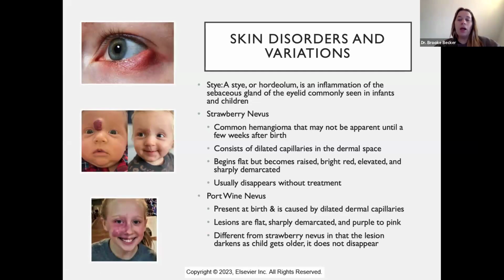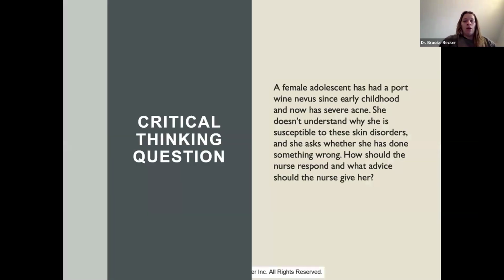bruises. This does not go away, and it will become larger and darker as the child gets older. This is treated with laser treatments most commonly if they want to do treatment. Usually dermatology does that. Okay.